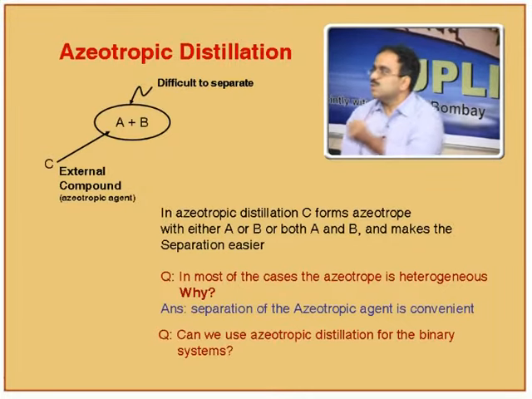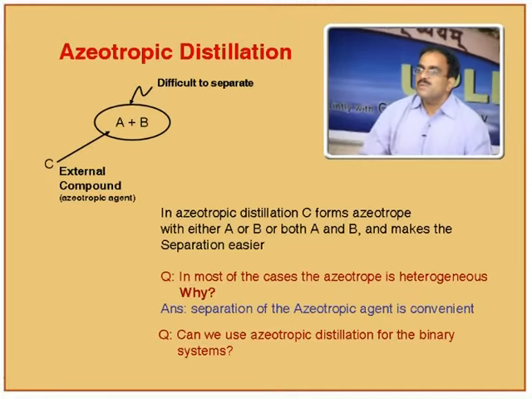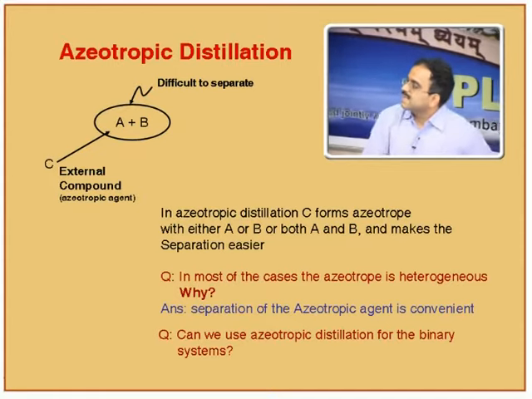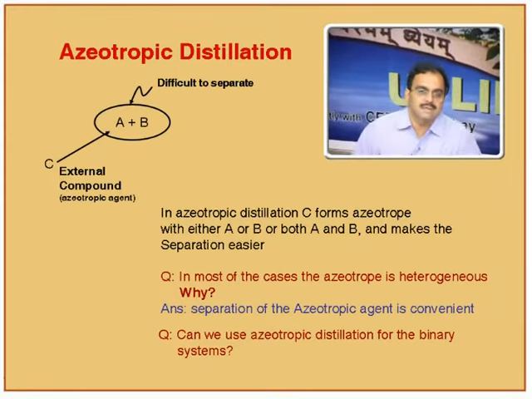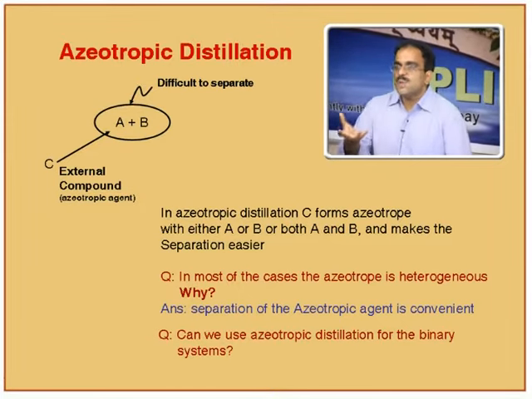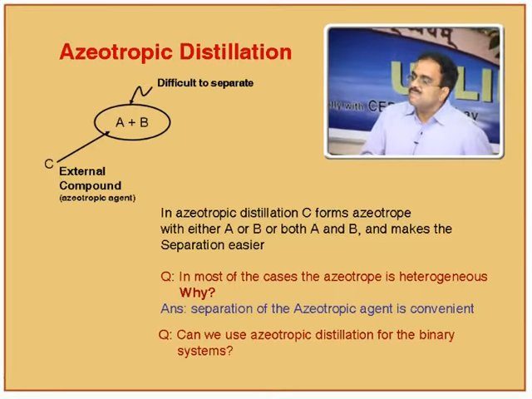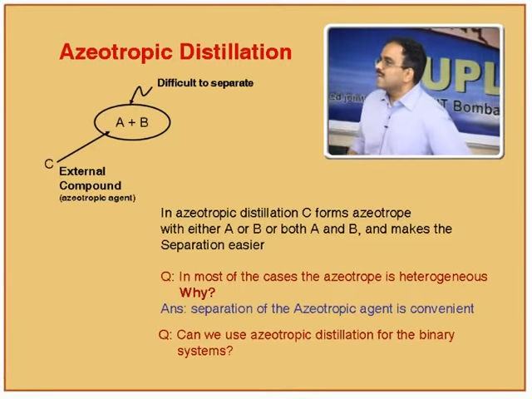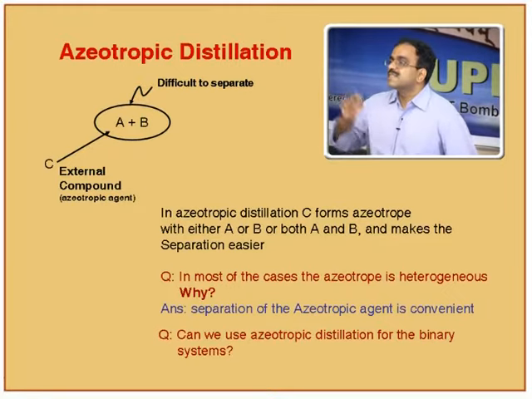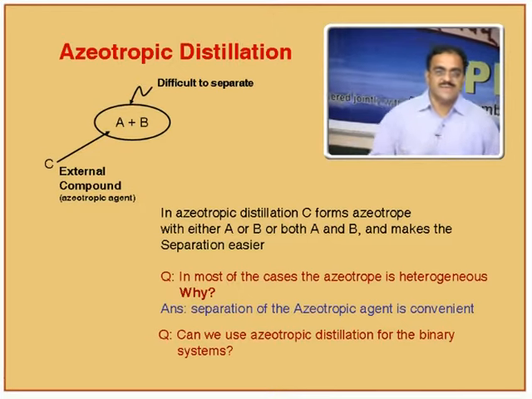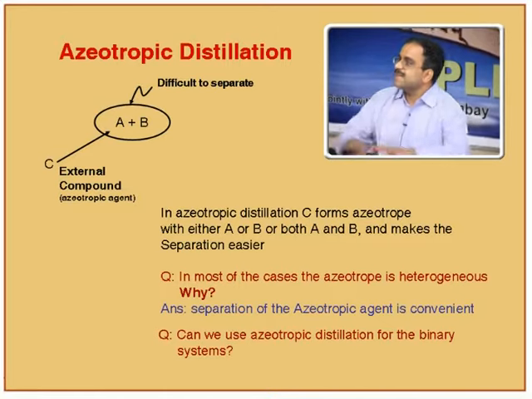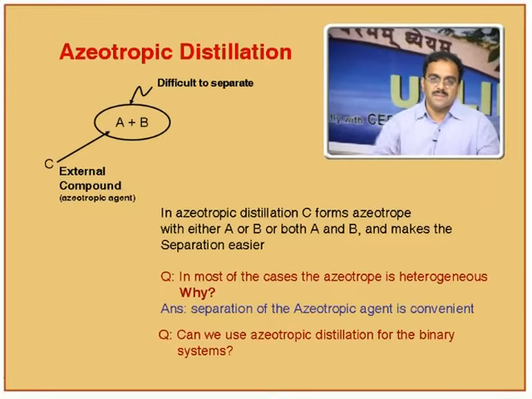Now this separated azeotrope again has to be broken, otherwise how will I recycle the external component, which is normally called the entrainer in azeotropic distillation? I need to recycle that, so that azeotrope I cannot break otherwise. So I am solving one problem but getting into another problem, if it is a homogeneous azeotrope. But if it is a heterogeneous azeotrope, separation is not a problem because you have phase splitting taking place. I can separate one layer from another layer.